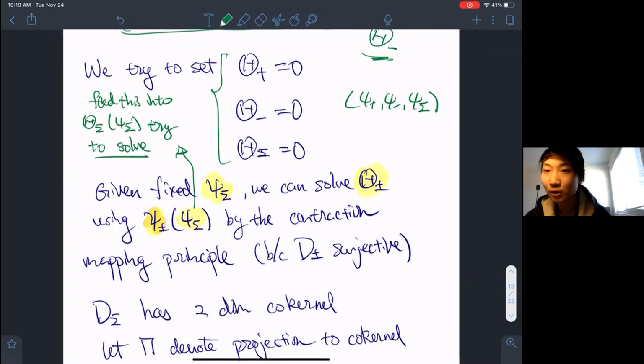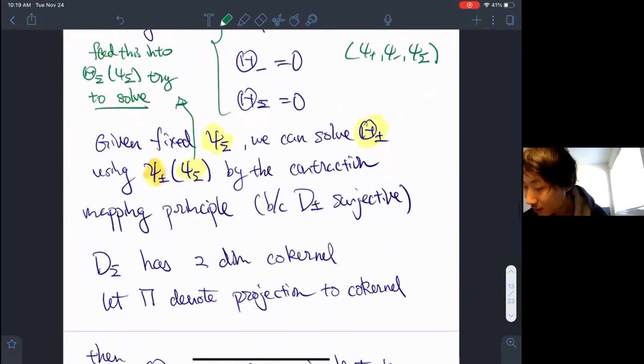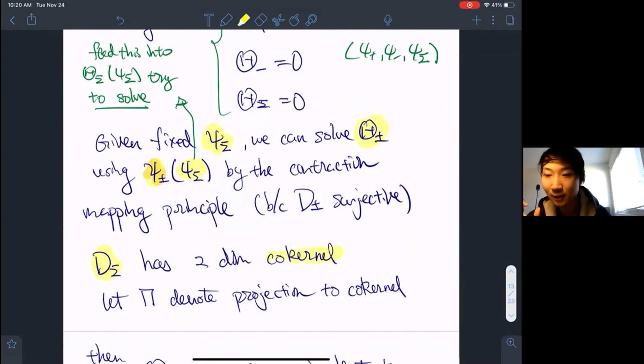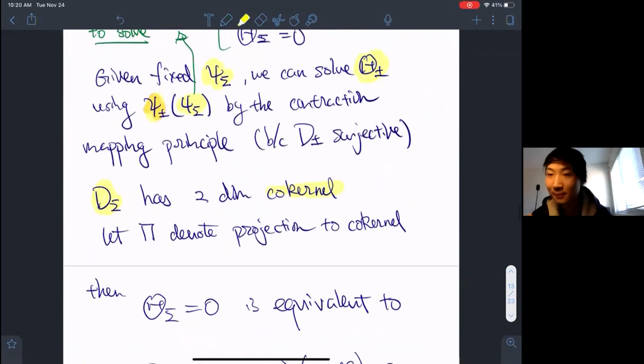I'm not going to be able to do that exactly because this operator, d sigma, has a 2-dimensional co-kernel. So the argument I'm going to try to apply with the contraction mapping principle is not going to work. So what I'm going to do is try to split this equation into 2.